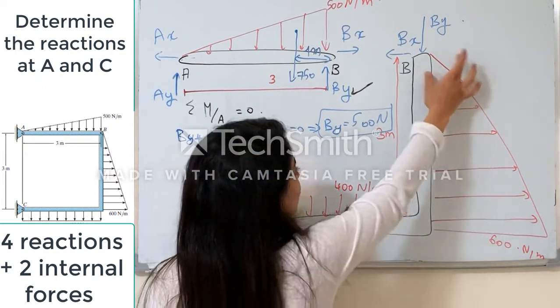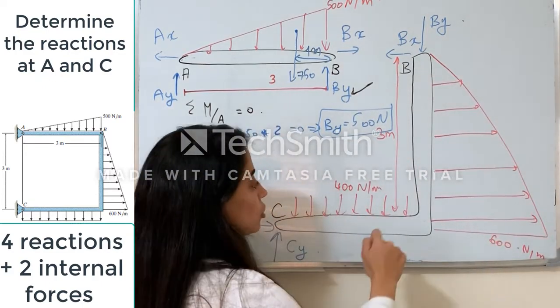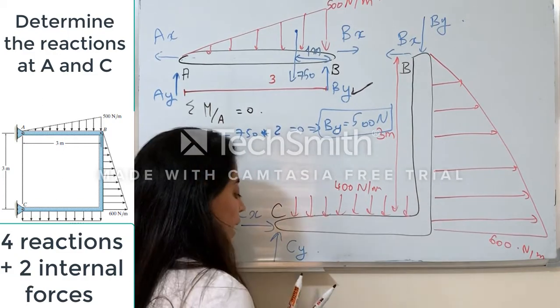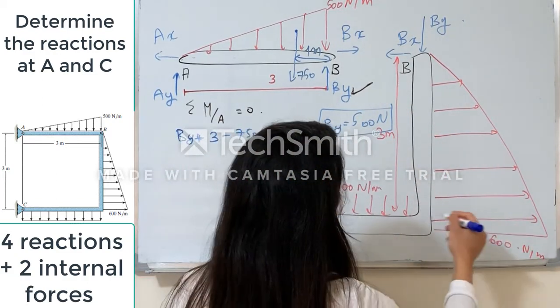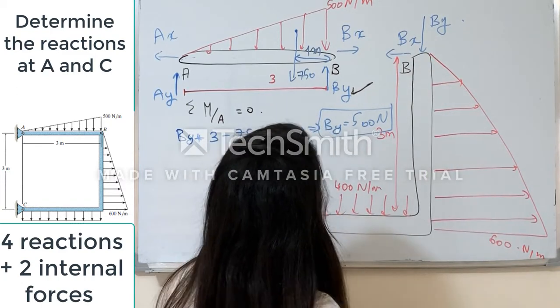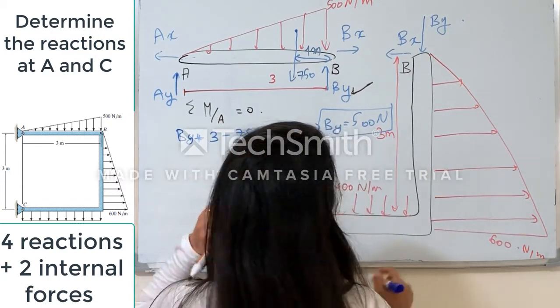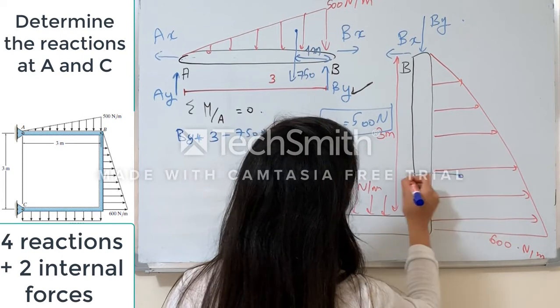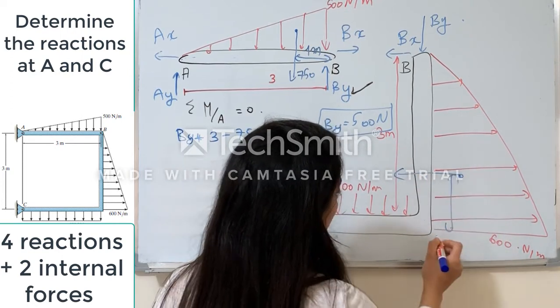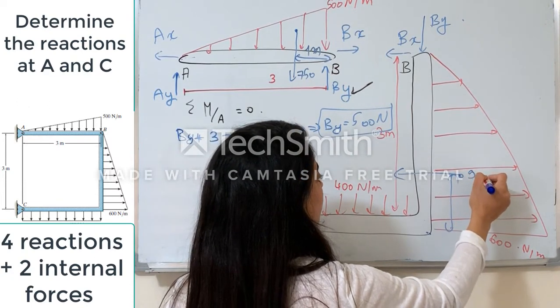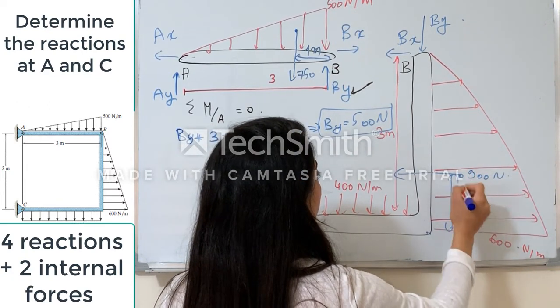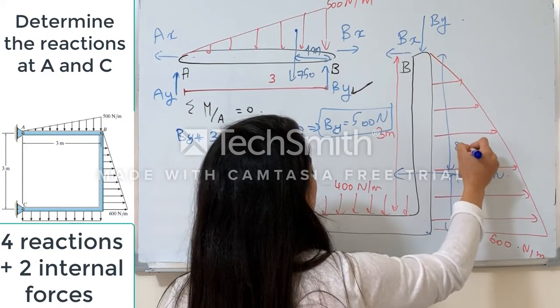How? First of all, let's find the resultant force of this regular shape and the resultant force of this regular shape. So this is also a triangular shape, which means its area is 600 times 3 over 2, which is basically 900, and it is far from this point by 1 meter. So this is 900 Newton, this is 1 meter, and of course this should be 2 meter.